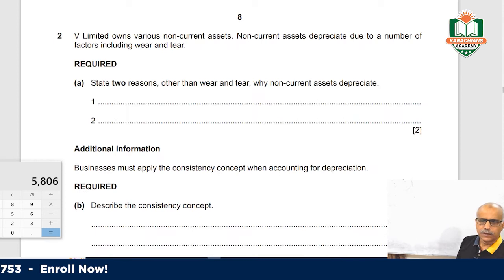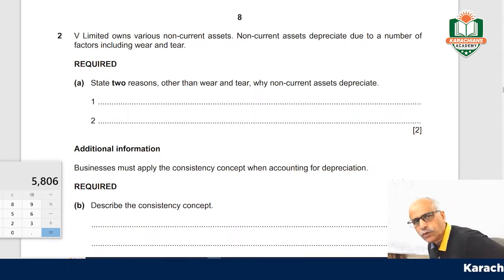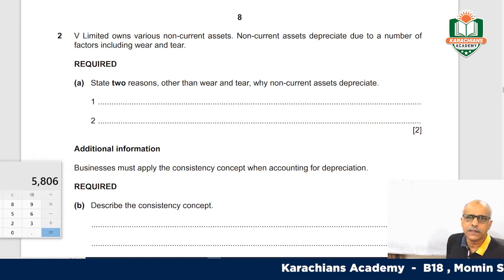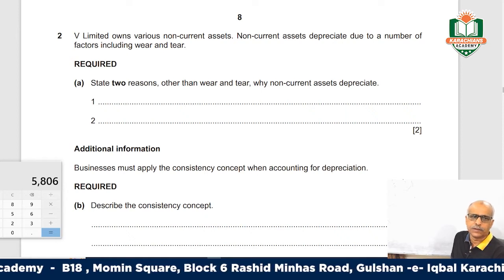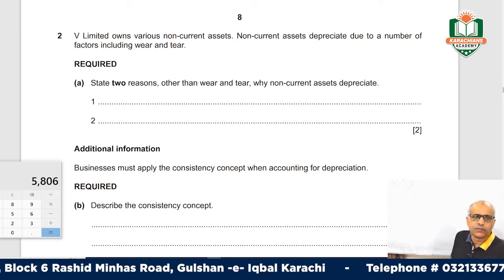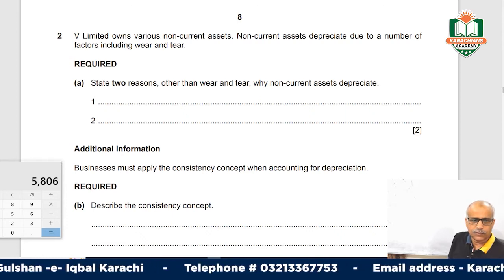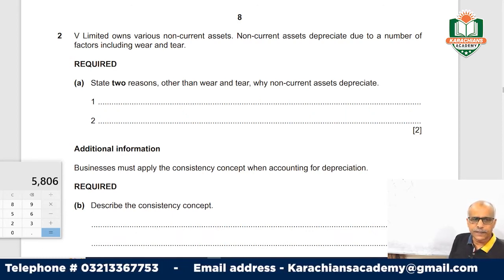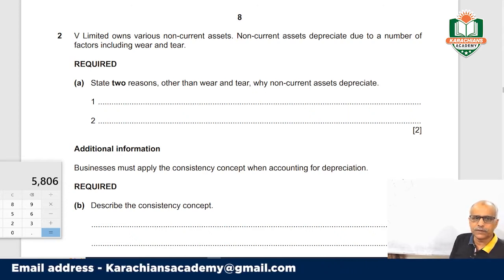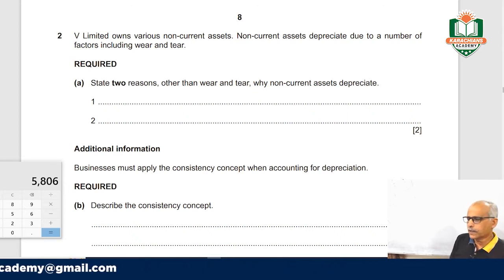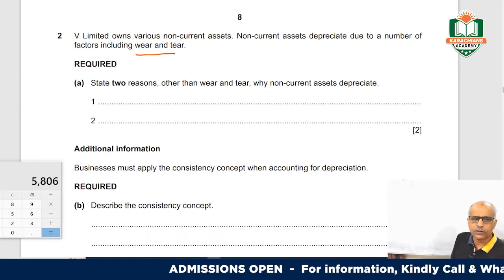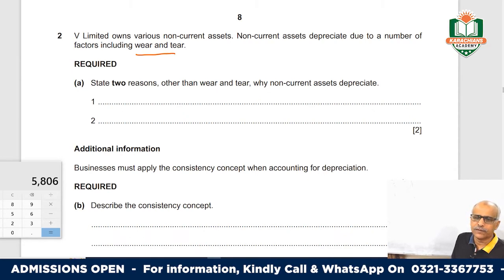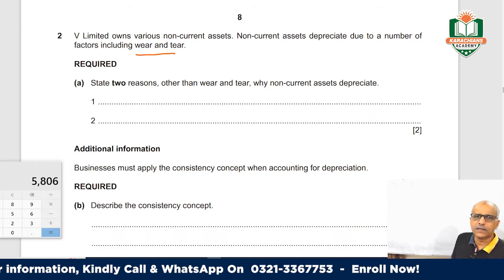And this is our question number 2. So first of all, very carefully read the question and its requirement. So if you miss out anything, ultimately that will not be good for you. So what is question number 2? Limited owns various non-current assets. Non-current assets depreciate due to a number of factors including wear and tear. So what the question is, state 2 reasons other than wear and tear why non-current assets depreciate.